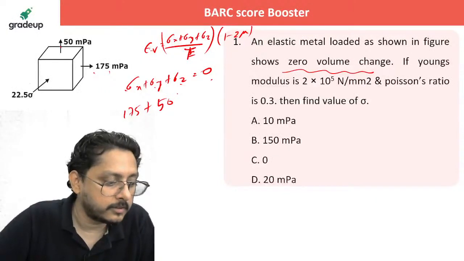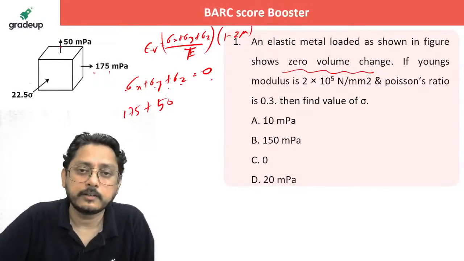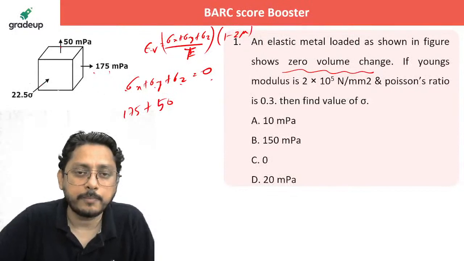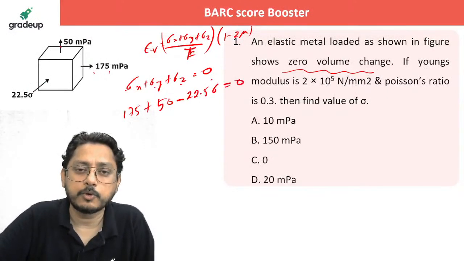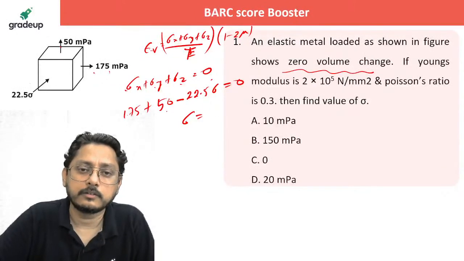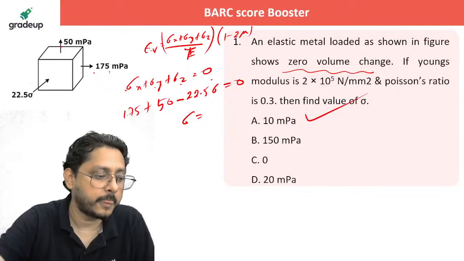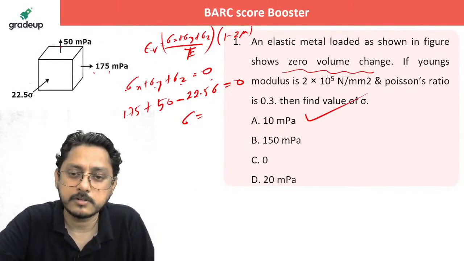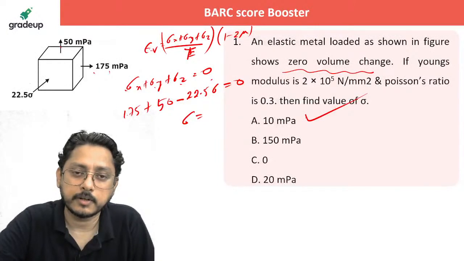You are saying? Yeah. So here, if it is compressive, it is minus 22.5 sigma must be equal to 0, and sigma value can be calculated. How much you are getting? 225 and 25, so I think you will get 10 megapascal, that's all. 10 megapascal, that's all. Right? 225, 225, yes, 225.